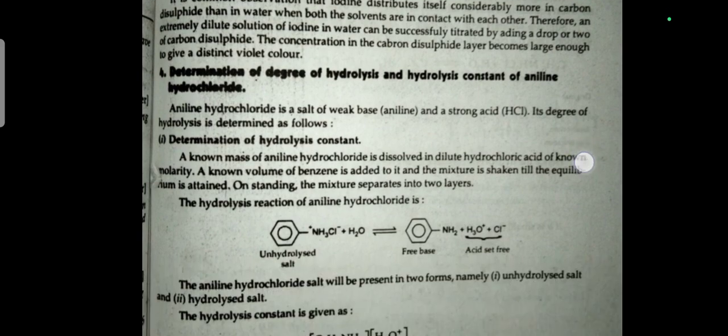Fourth, determination of degree of hydrolysis and hydrolysis constant of aniline hydrochloride. Aniline hydrochloride is a salt of the weak base aniline and the strong acid HCl. Its degree of hydrolysis is determined as follows. Determination of hydrolysis constant.